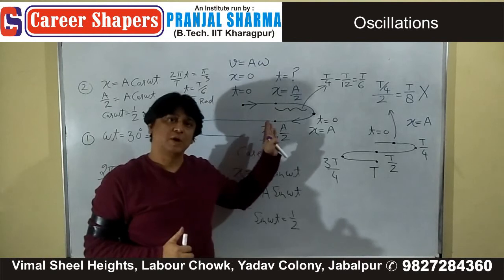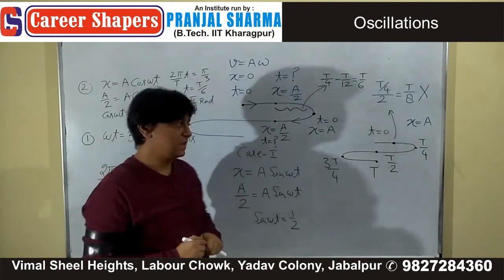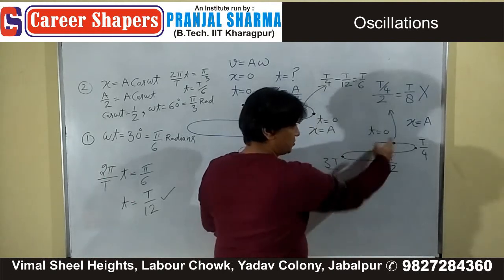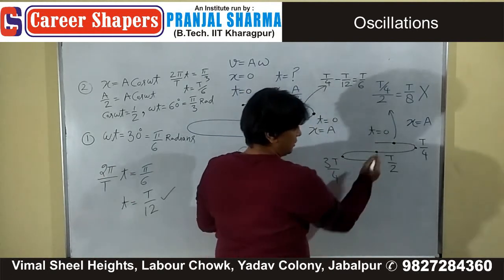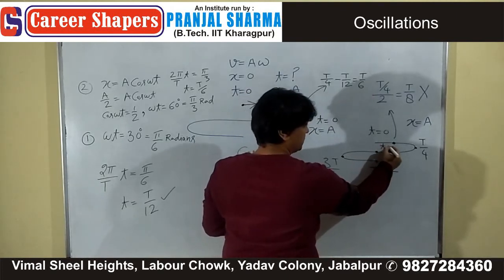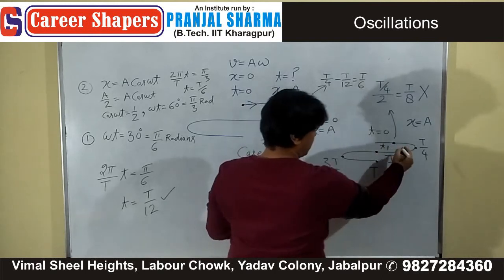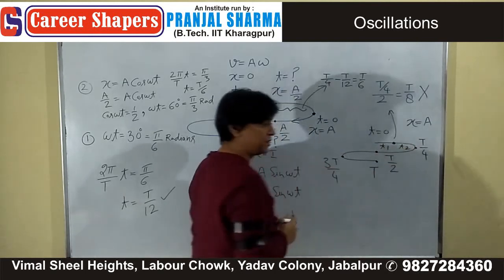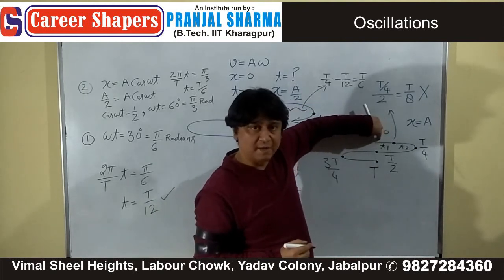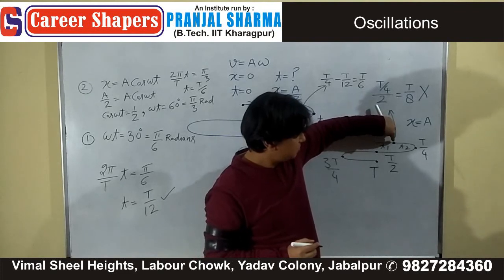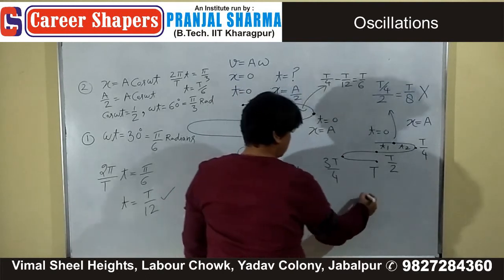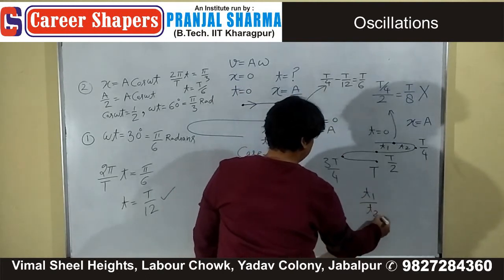Now, this question can also be asked in this form. An object is executing simple harmonic motion. First half of the amplitude it covers in T1. Second half of the amplitude it covers in T2. From mean position to A by 2, it takes time T1. From A by 2 to amplitude, it takes time T2. Then find out the ratio of T1 and T2.